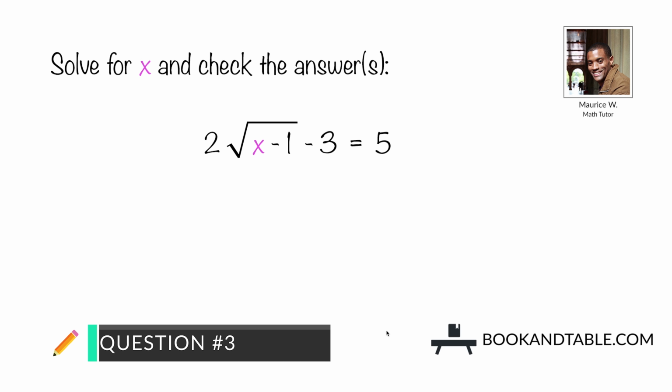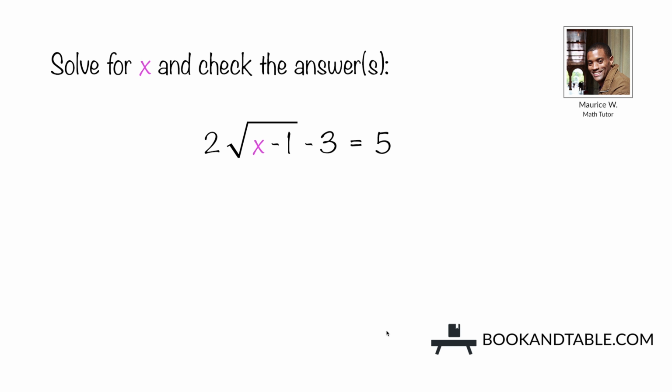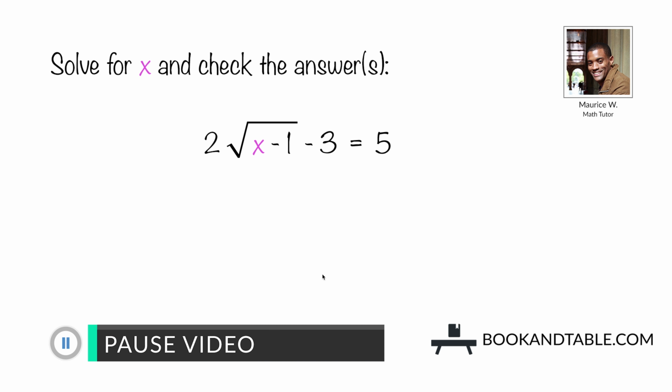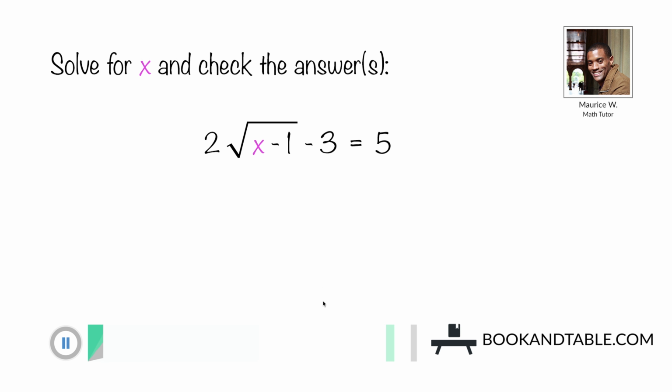Let's have a look at question number 3. Solve for x and check the answers. 2 times the square root of x minus 1 minus 3 is equal to 5. Pause the video, answer this question, and then press play when you are ready to begin.